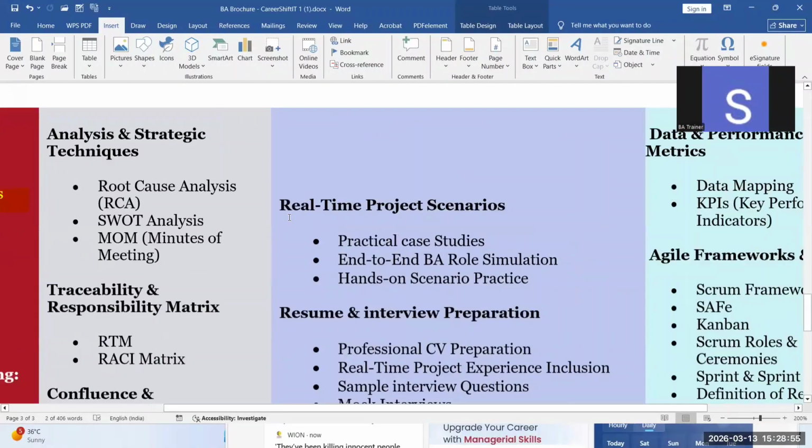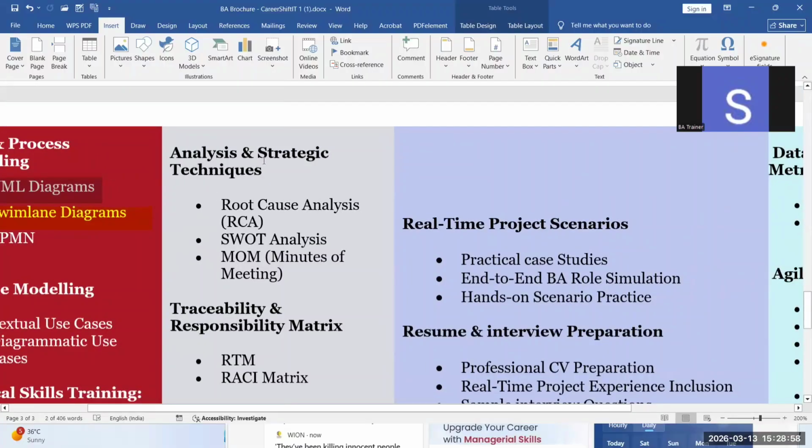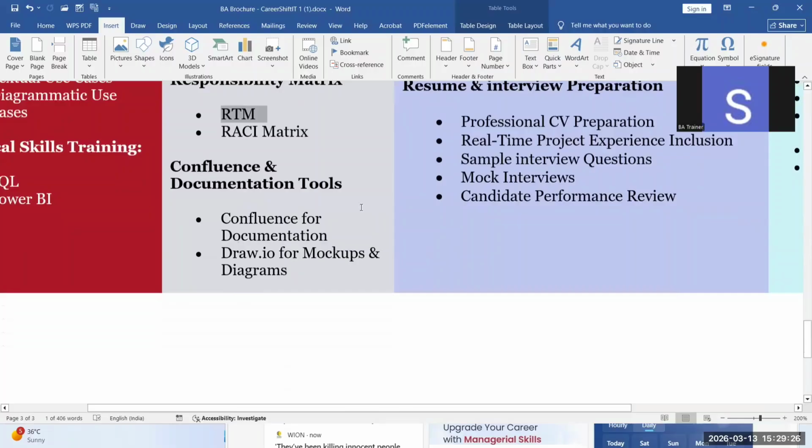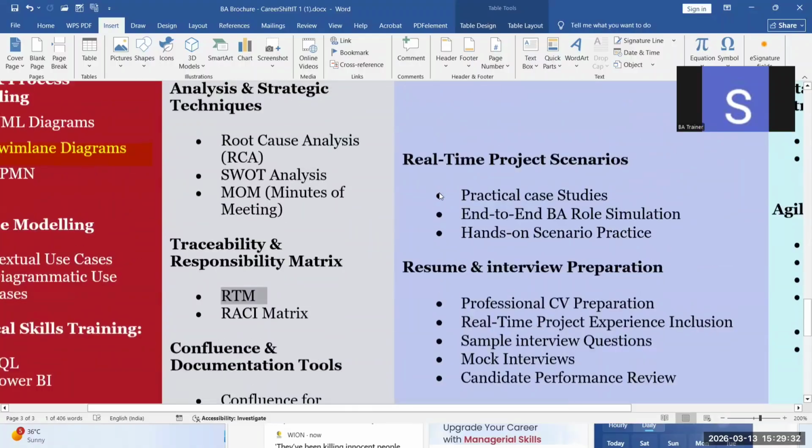Okay, and also we will teach the analysis part, which includes root cause analysis, how to perform SWOT analysis, minutes of meeting, and also how to create a requirement traceability matrix and RACI matrix. We are going to train you. RTM is very important because it basically helps in identifying the project status as a whole. From every department we will come to know. So how exactly RTM is created in Excel, we will be training you. And also, these I already discussed: documentation includes BRD, FRD.